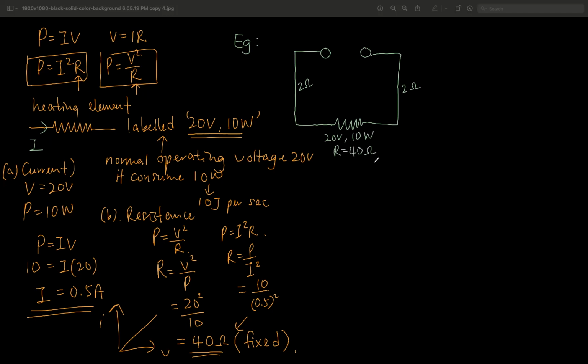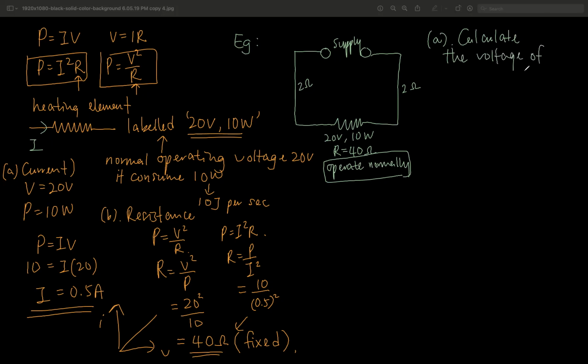So I take two wires of a certain length and connect them like this to a power supply with an unknown voltage, adjusted so that the resistor can operate normally. A: calculate the voltage of the supply.